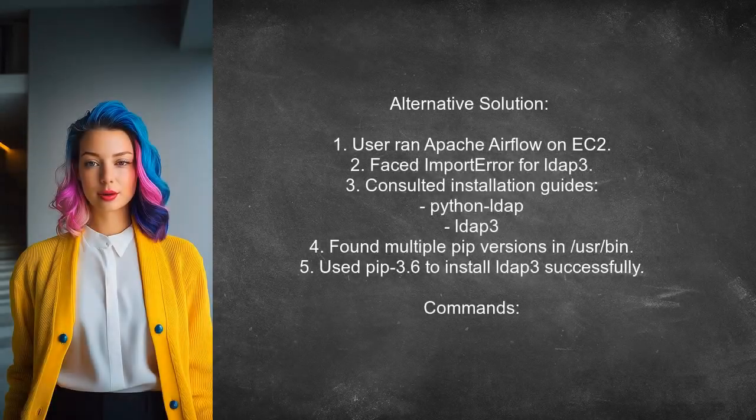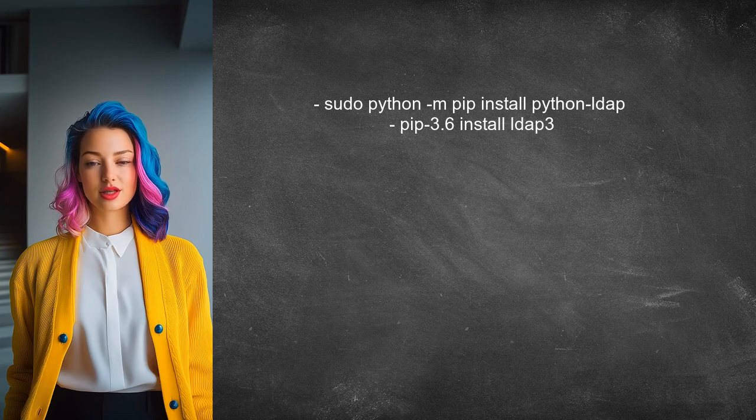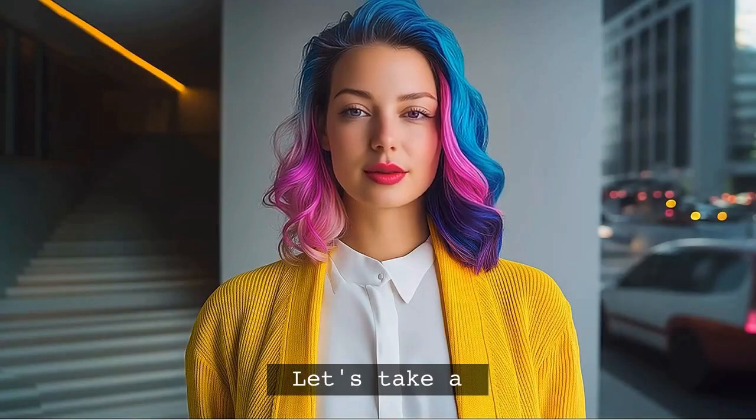One user shared their experience running Apache Airflow on an Amazon EC2 instance. They encountered an import error for LDAP 3. To resolve this, they referred to installation guides for Python LDAP and LDAP 3. They initially tried using pip but faced issues. After checking their /usr/bin directory, they found multiple pip versions. They successfully installed LDAP 3 by using pip 3.6 instead. That's all on that answer. Let's take a look at another one.